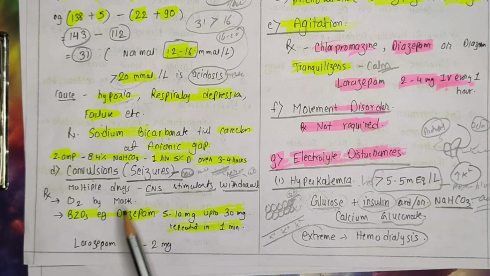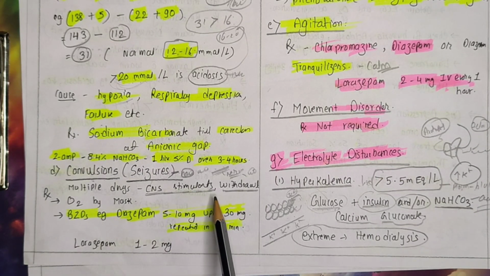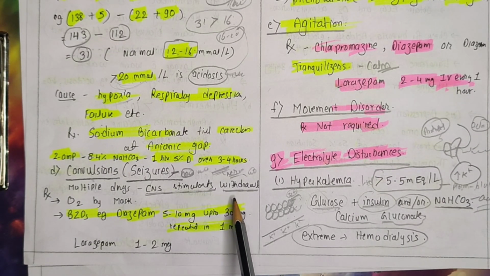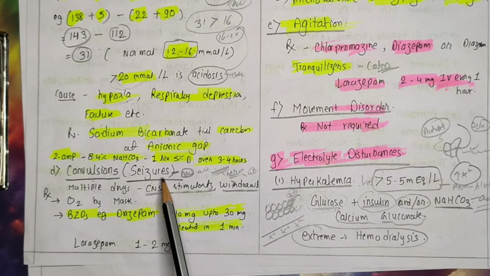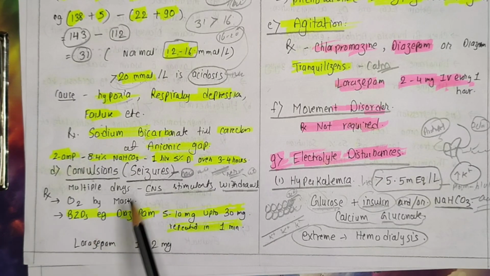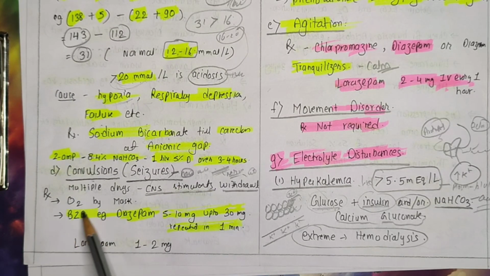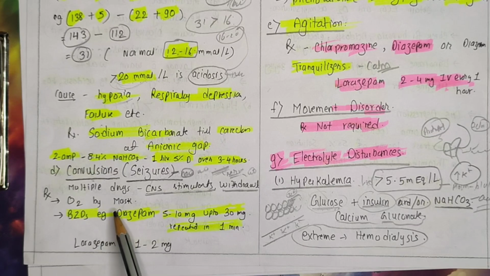Now there are some drugs like CNS stimulants, and sometimes the withdrawal effect of some illicit drugs, abusive drugs or psychotropic agents, which will also lead to conditions like convulsions. We have to evaluate them also. Then if there are convulsions, we have to go for O2 supplementation. Then we can give some benzodiazepine drug. These drugs will act on the benzodiazepine receptors and act as an anticonvulsant agent.